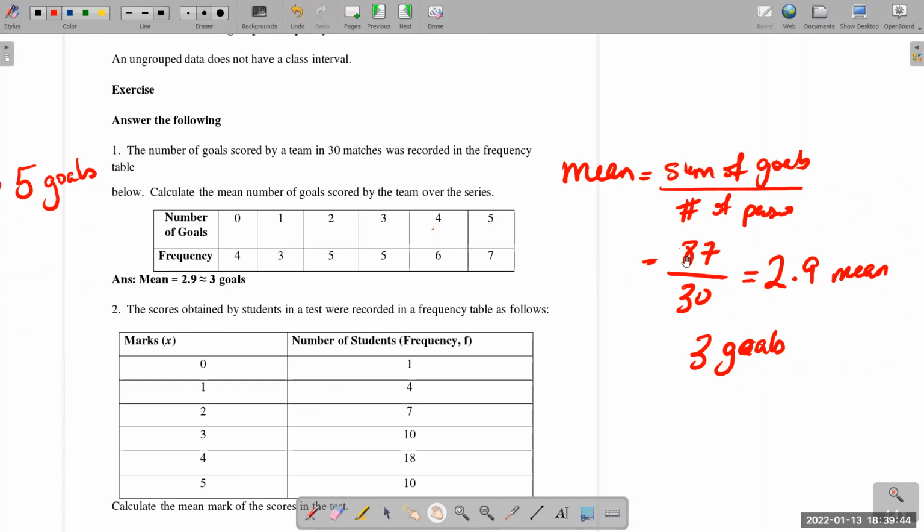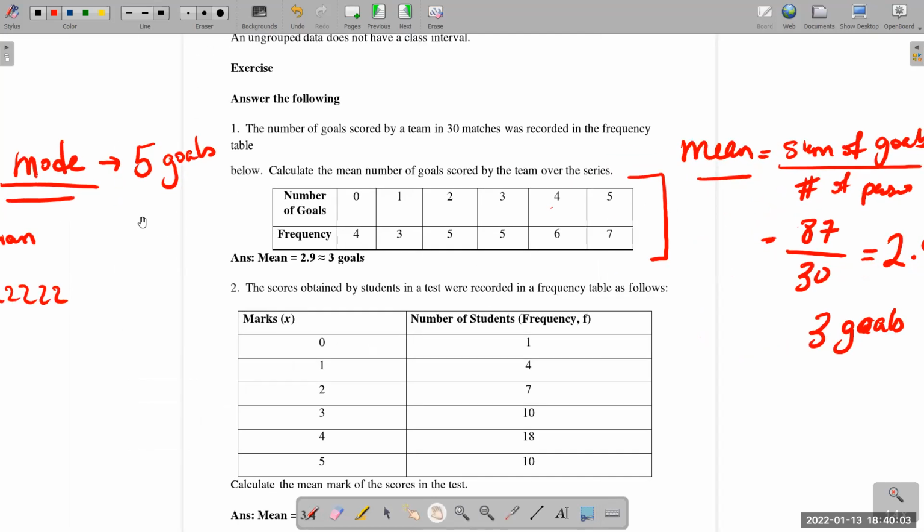So we need to figure out where our middle goal would be. But I'm going to put a pause here for now, because this is going to come up a little later. So we're going to come back to that. So for now, we know how to find the mean. We know how to find the mode of ungrouped data.